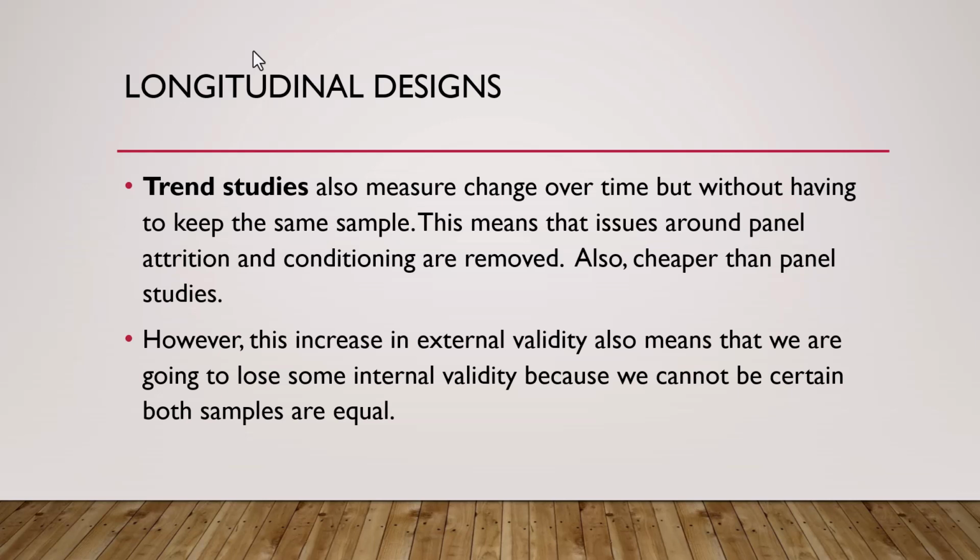However, this increase in external validity, ability to generalize, also means that we're going to lose some internal validity, or ability to show a causal relationship, because we cannot be certain that both of our samples are going to be equal. We cannot be certain that the first time we collect a sample is going to have the same characteristics as the second time we collect that sample.